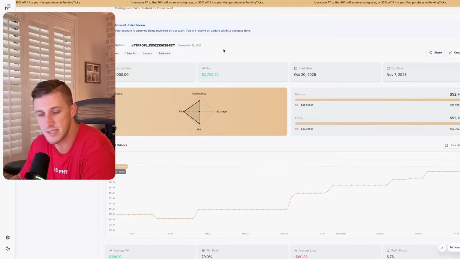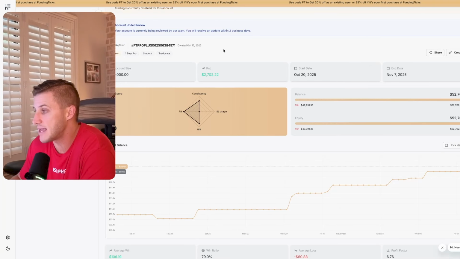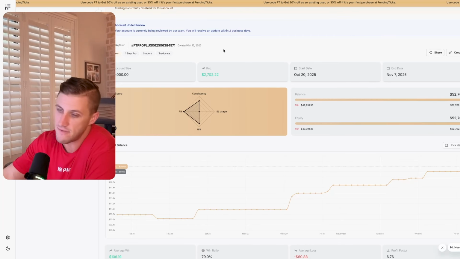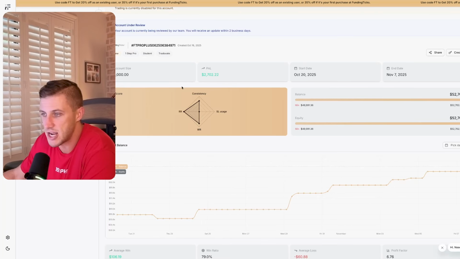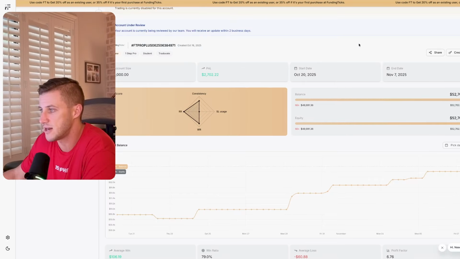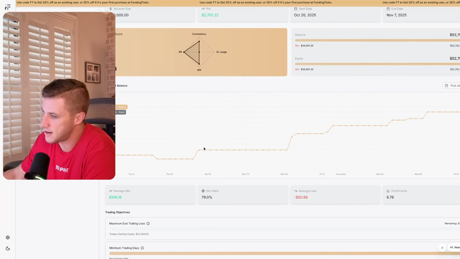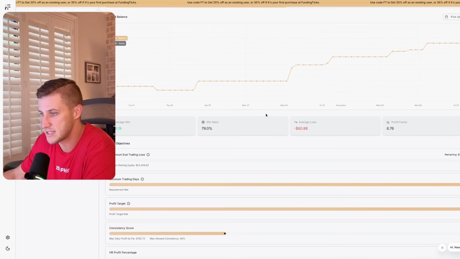And the whole goal here was just to see, can APT actually pass an eval account trading 3 MNQ? We now have definitive proof that it can. APT has passed the challenge. You can see P&L 2,700 right through here, start date October 20th. Again, equity curve, very, very nice.